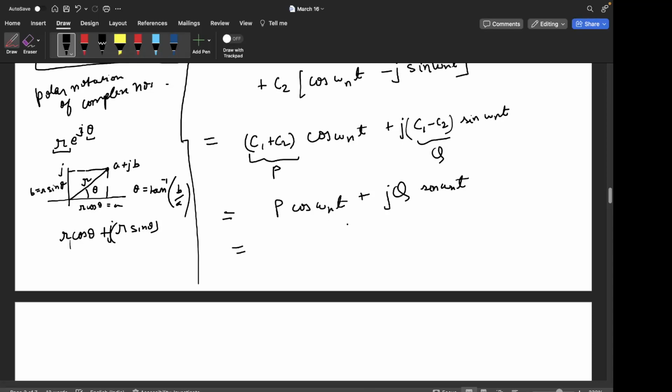So from here you can see this is some oscillatory response because it has sines and cosines. Wherever you see sines and cosines, you can say that it's an oscillatory response.